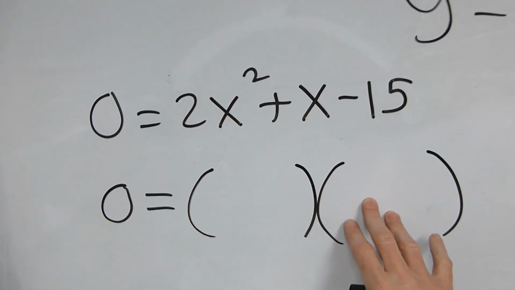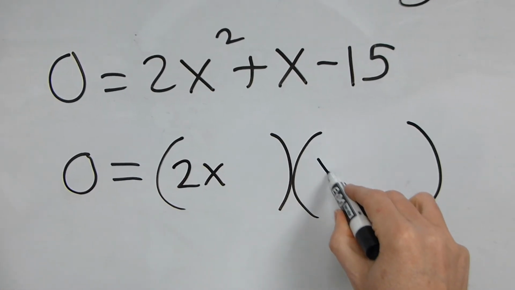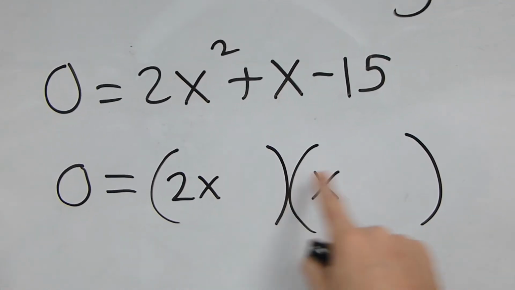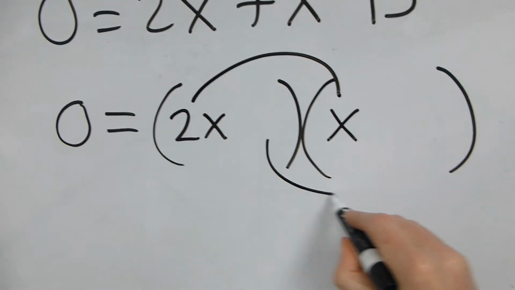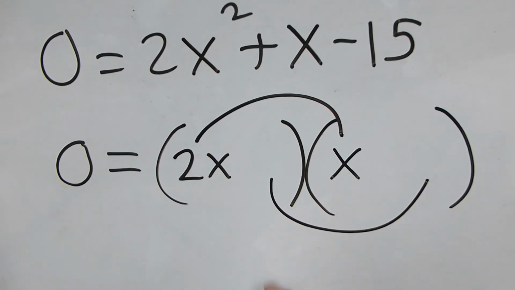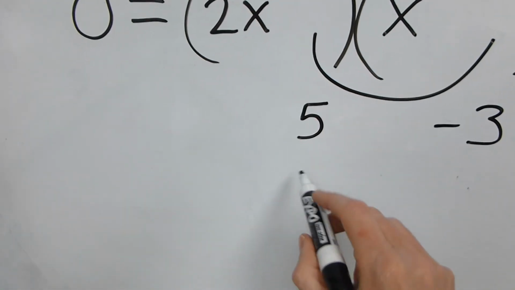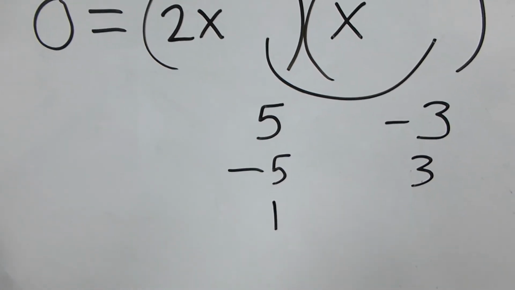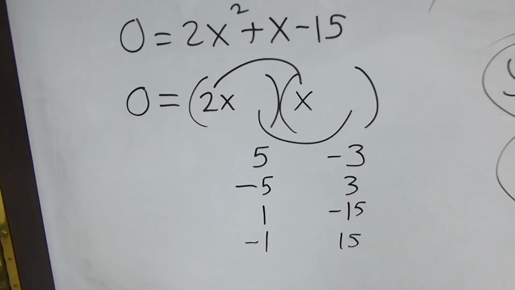If you were to FOIL this to get this, how do you get 2x squared? Isn't that 2x times x? Okay. How do you get the negative 15? You need two numbers that multiply to be negative 15, right? So this is first in FOIL. Now I'm looking at last. And eventually you can do this in your head, but you can do it on paper for this exercise here. What makes negative 15? 5 times negative 3, or negative 5 times positive 3, right? Or occasionally you'll get like 1 times negative 15, or negative 1 times positive 15. There aren't many things that multiply to be negative 15.